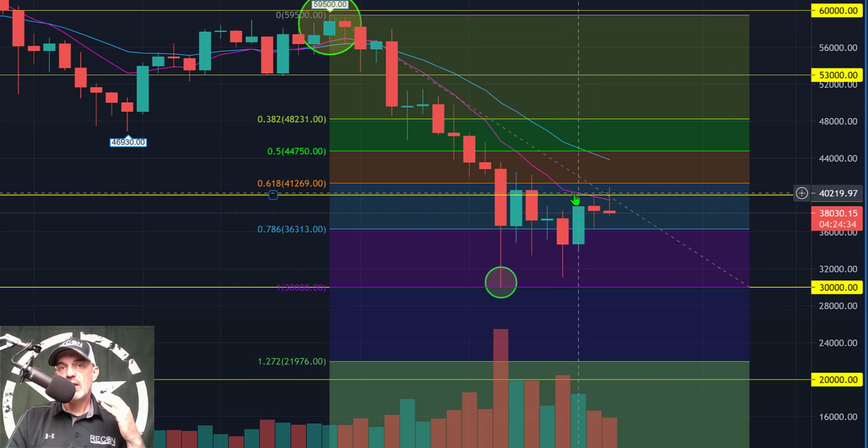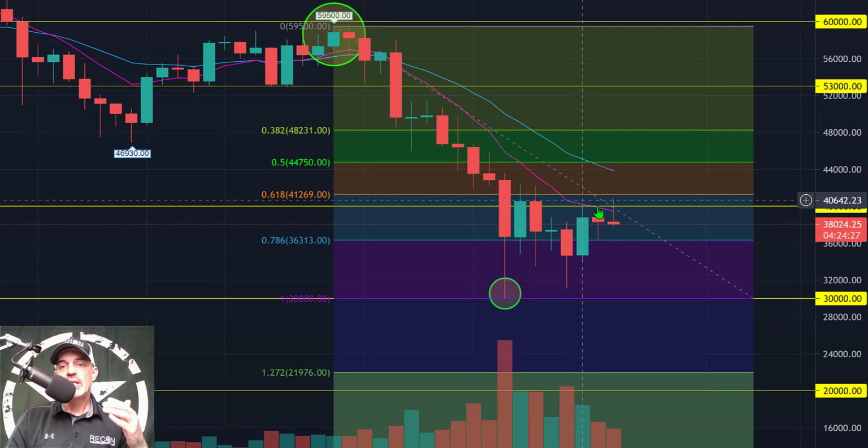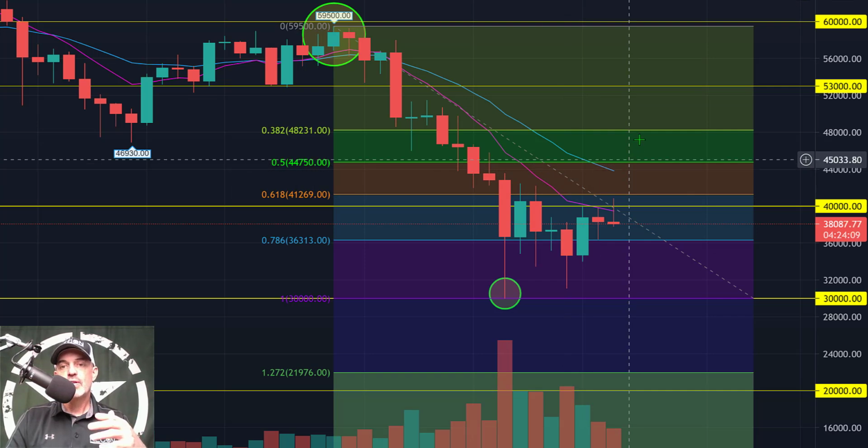So in reality, if the bulls want to take back control of this market, they will need to achieve a close above 40,000 for starters. So 40,000 would be the line in the sand for the bulls to get above in order to begin to regain control of this market.